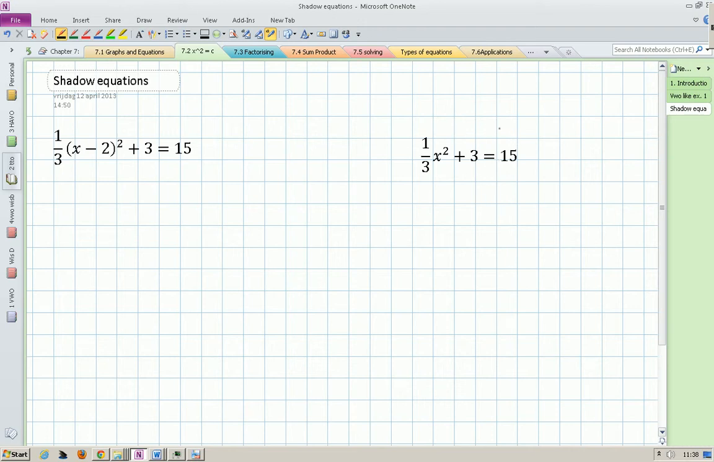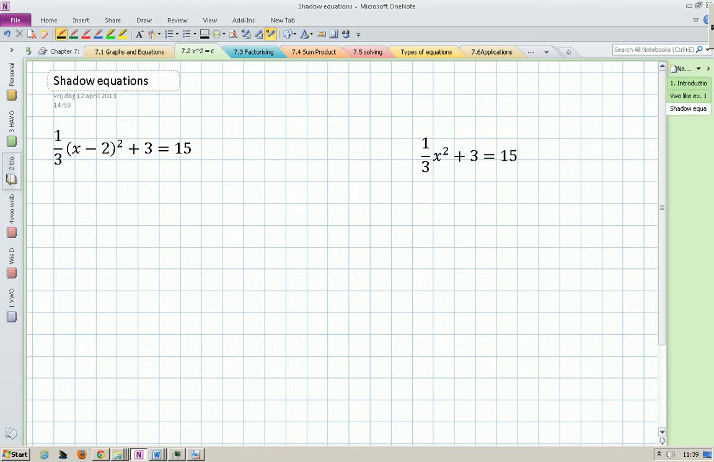The way that we solve this is that we isolate the x squared on the left. We get all the numbers on the right. So in other words, in this case, it's a minus 3 on both sides. We then multiply by a third, and then we're able to take the square root.